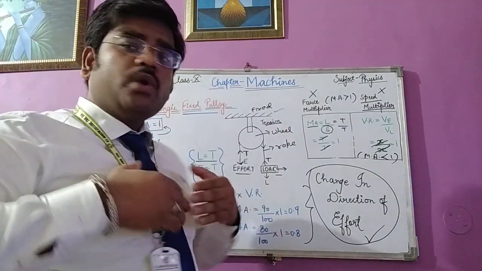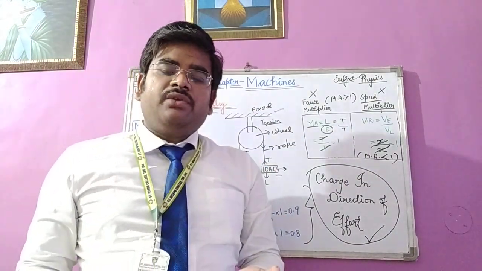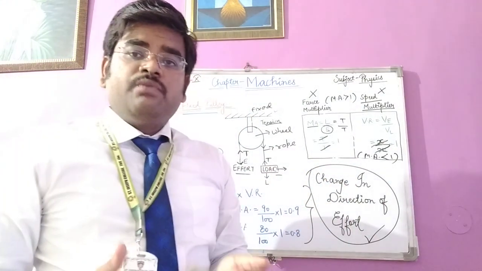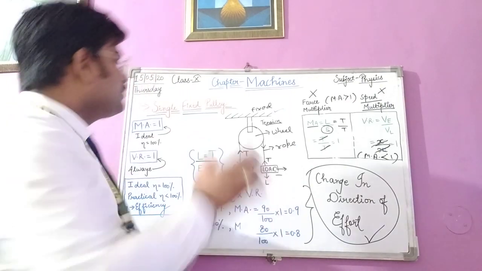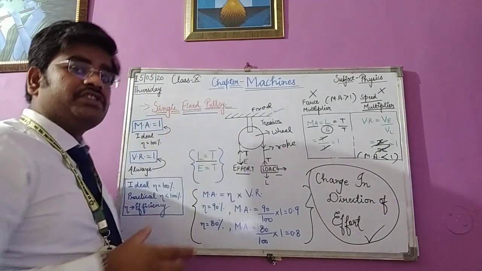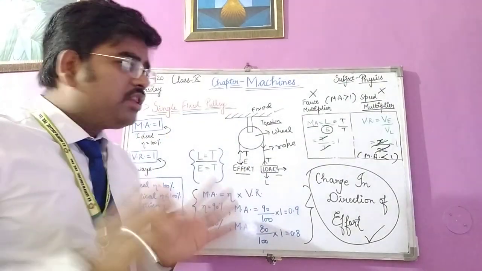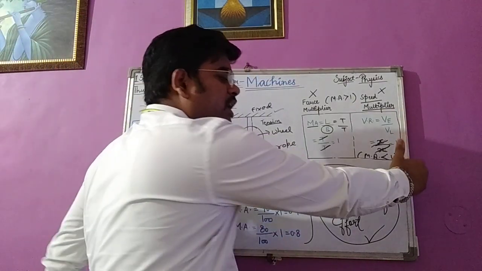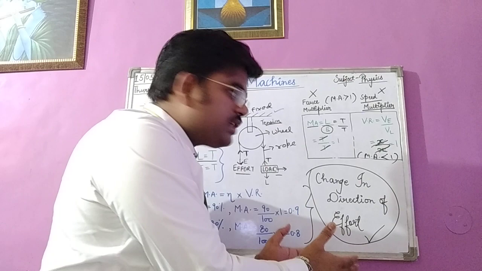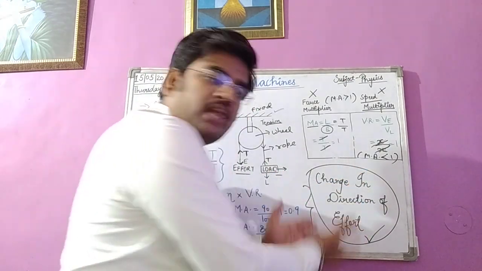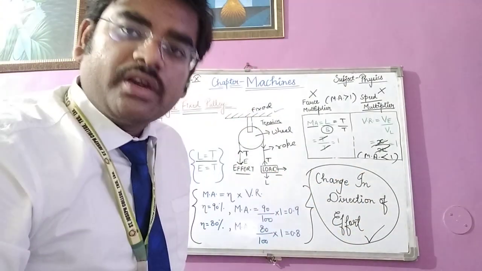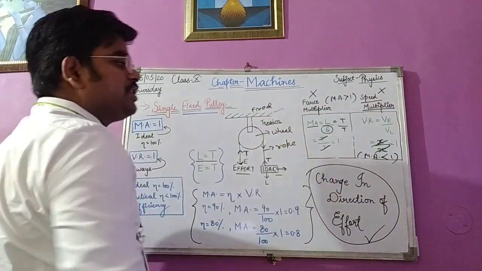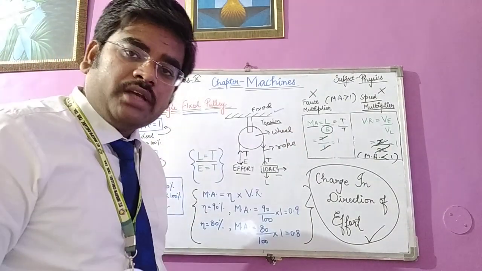So for your convenience, you have to change the direction of your effort. For this only, we are using a single fixed pulley, class. Got it? This is not the case of a force multiplier, this is not the case of a speed multiplier, this is only a case of a change in direction of effort. Got it? Only we are applying for this. Its mechanical advantage is 1, its velocity ratio is 1.